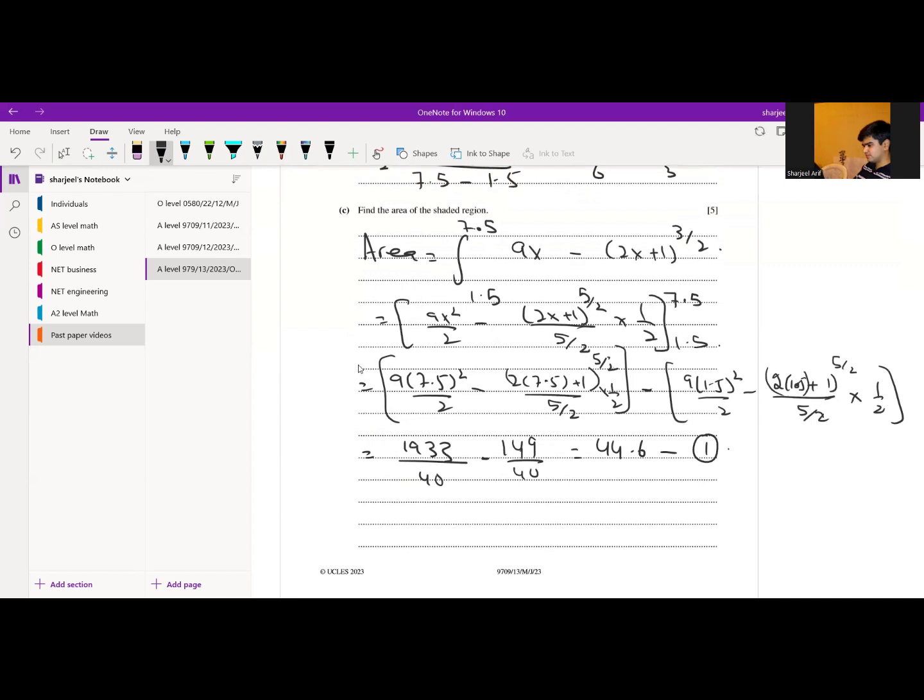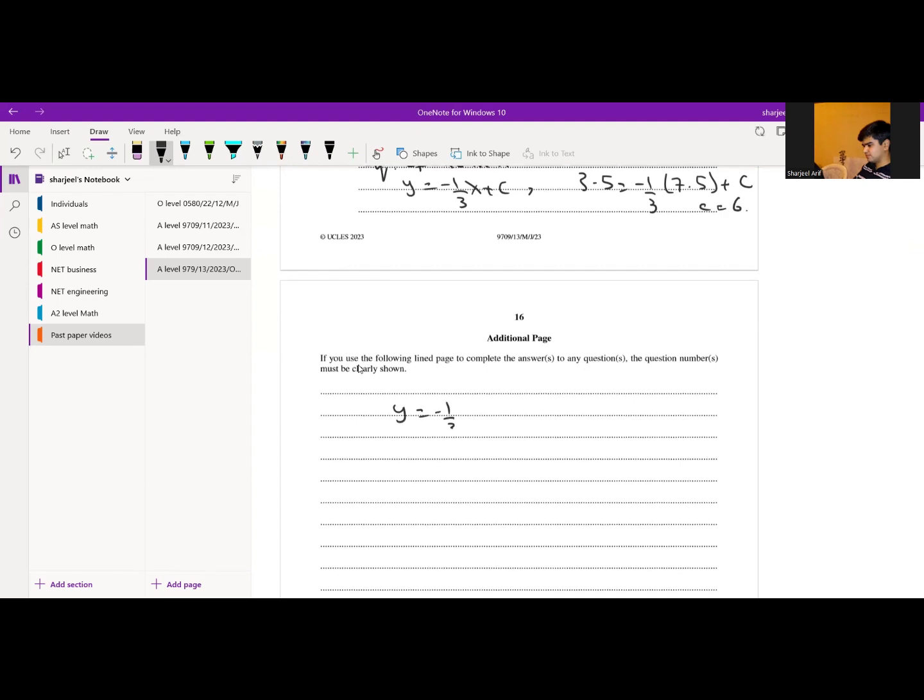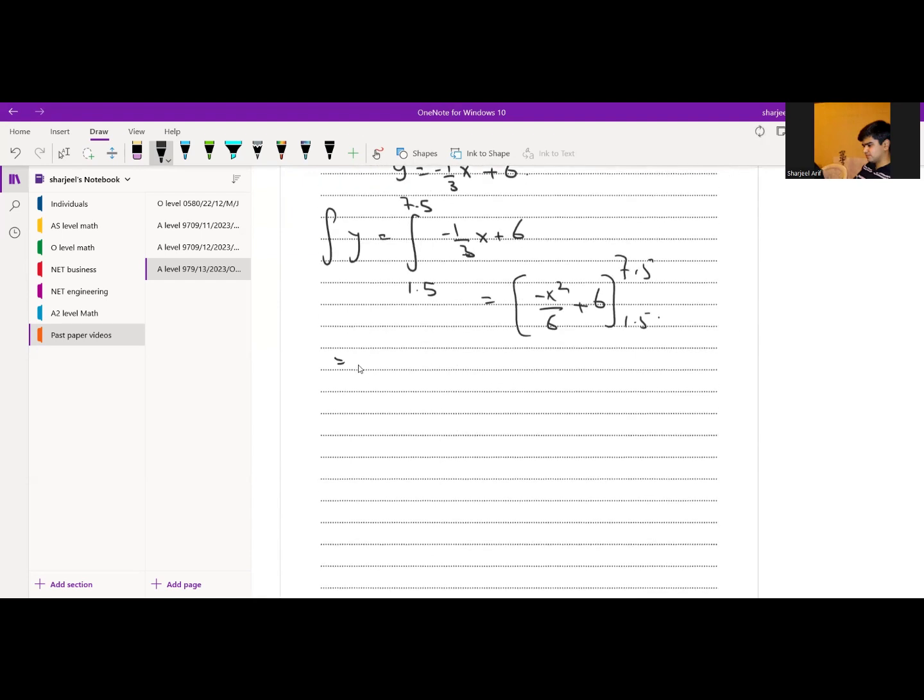So now we have to find the equation of the normal. This will be y equals to minus 1 by 3 x plus c. Substitute y equal to 3.5 and x equal to 7.5 to get the value of c, which is equal to 6. So the equation is minus 1 by 3 x plus 6. We have to apply integration on it as well. The limits are 1.5 to 7.5. Substitute these two values in the equation. Place a negative sign here. So we will get 27. So this is part 2.